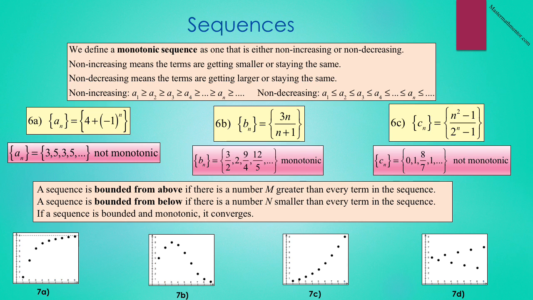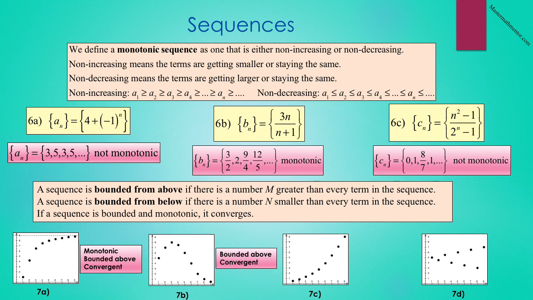In number 7, you are given 4 graphs and are asked to determine whether it is monotonic or not, bounded or not, and convergent. In 7a, it is clear that the terms are getting larger. And because of the asymptote shown, this curve is bounded from above, and therefore it will be convergent.